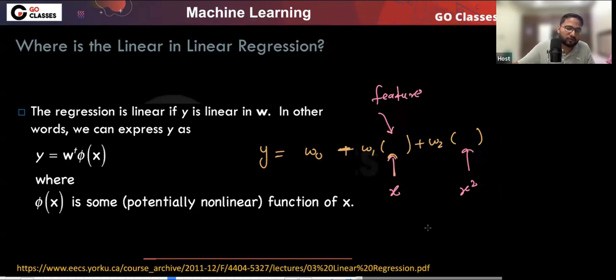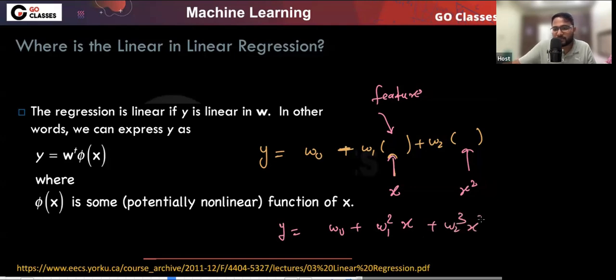Now, obviously, there is a common doubt: then what is non-linear in W, right? Can anyone give me an example? If I'm saying this is linear in W, can anyone give me a good example of what is non-linear in W? Okay, W square is one of the options. That's true, but I'm not much of a fan of this example.